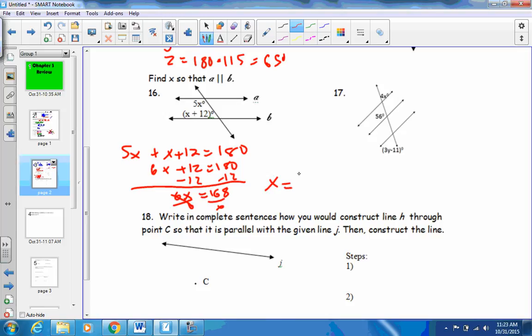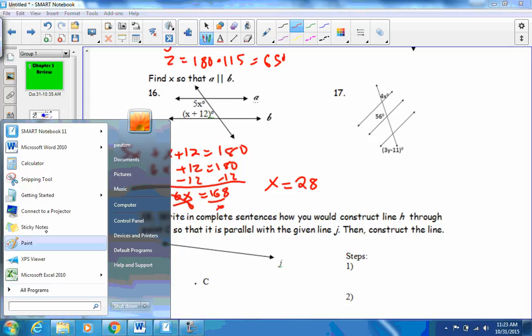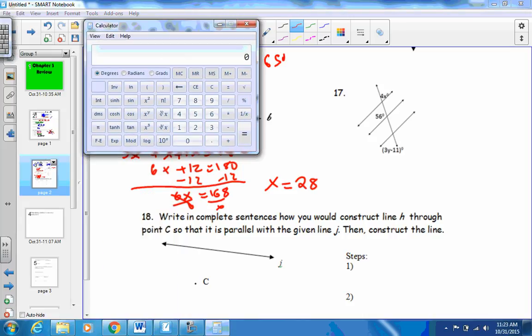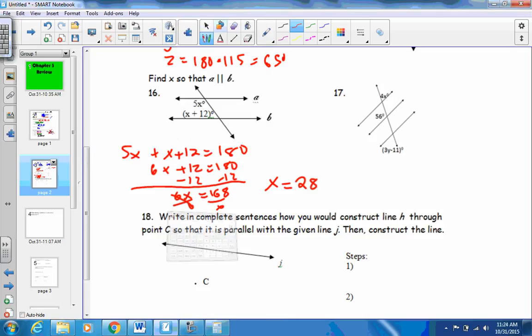X equals 28, I think. I can check that on my calculator if you don't trust me. I just did that in my head, so I could be wrong. 168 divided by 6 is 28. All right, so x would have to be 28.